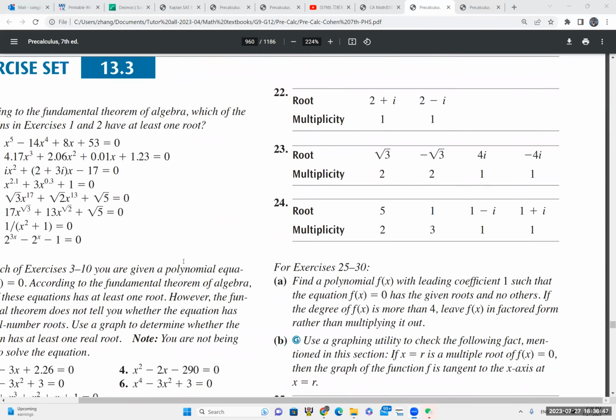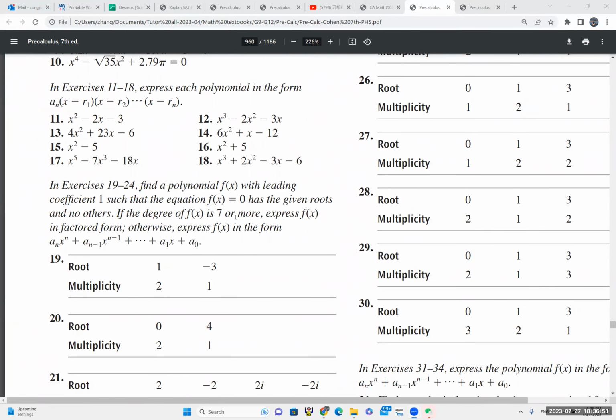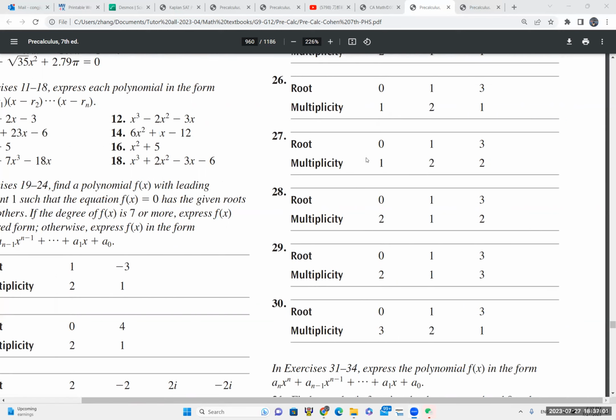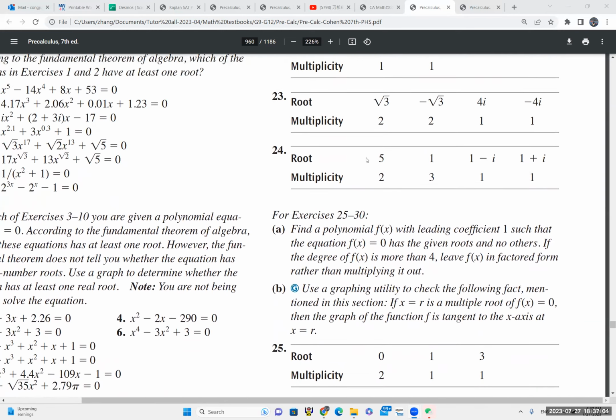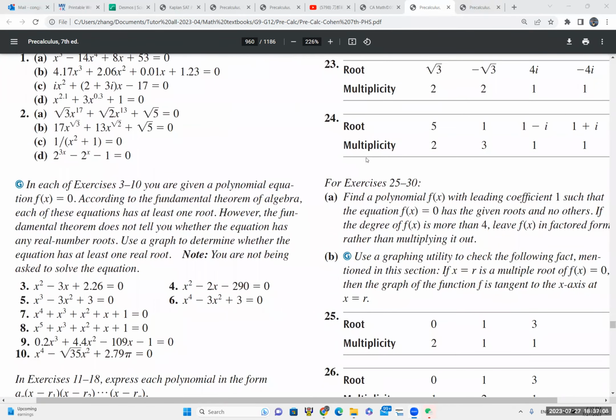Okay, so just now we showed that if the degree is not 7 or more, we should write it like this, right? This we call standard form. Okay, anyway, how about let's do this. Yeah, I'll make a whiteboard.